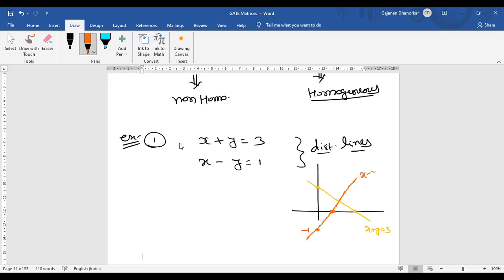The equation of this line is x minus y is 1. How many intersecting points are there? It's simple algebra from 10th class, and there is only one point. Let's now put this into matrix form.